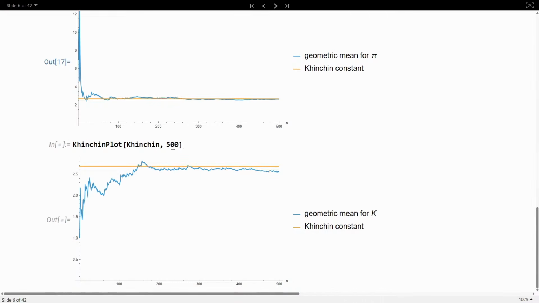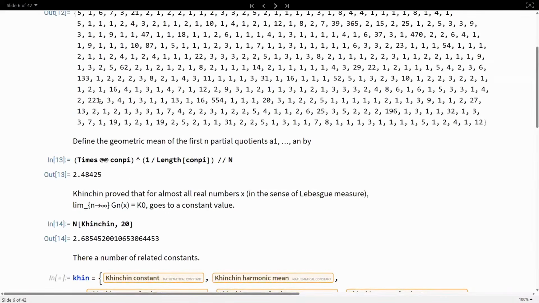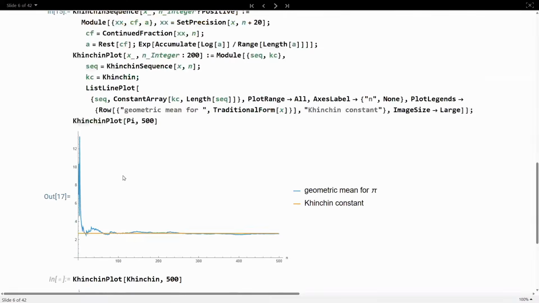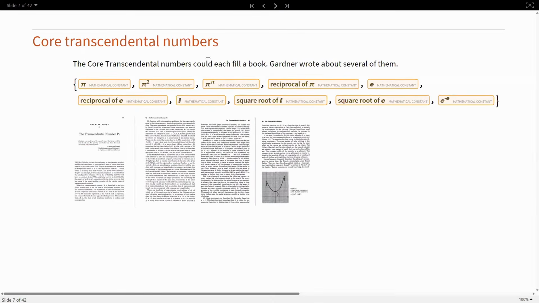And you can basically put in any number that's not, say, a rational or a quadratic, and if you multiply all these terms of the continued fraction and you raise it to the power of one over the number of terms you used, it will always go to the same value, which is Khinchin's constant, which is something I find unbelievable. But apparently that's a certain property of continued fractions that comes out.